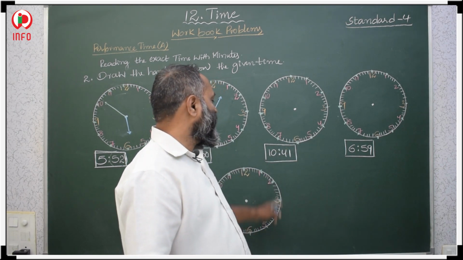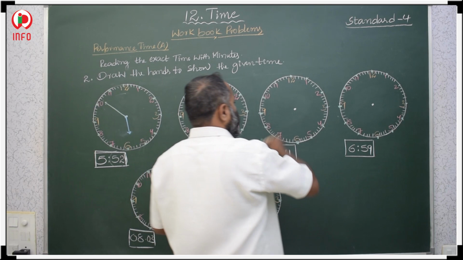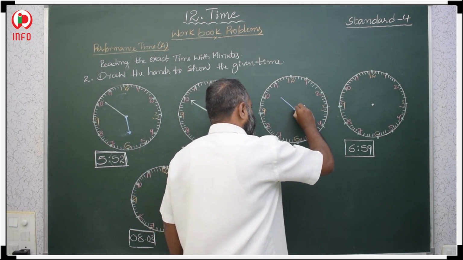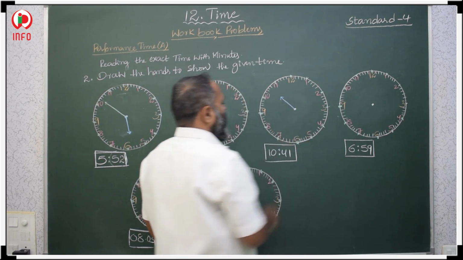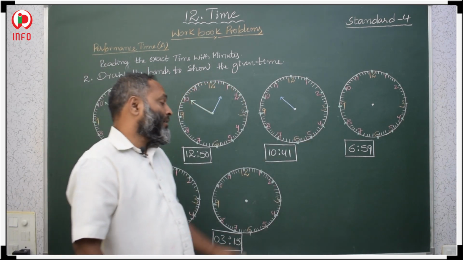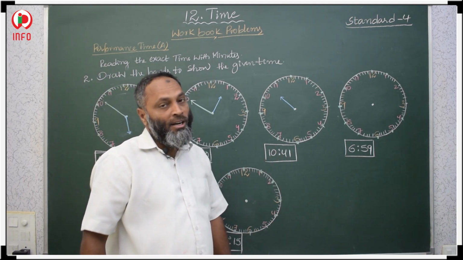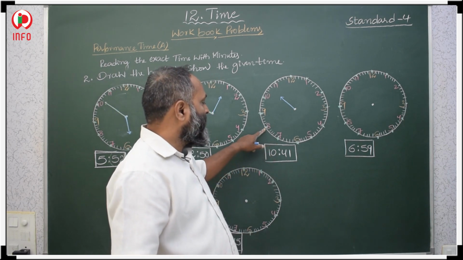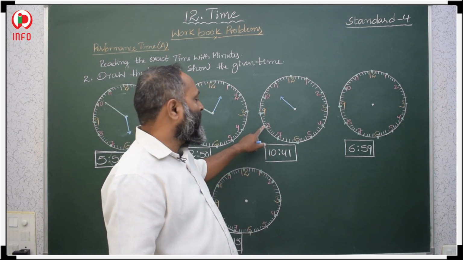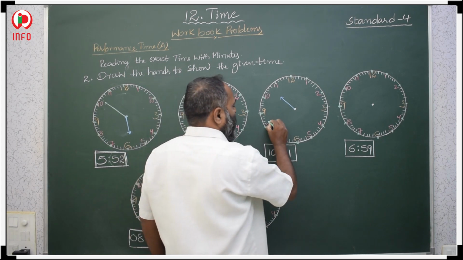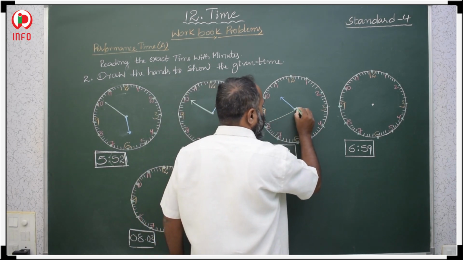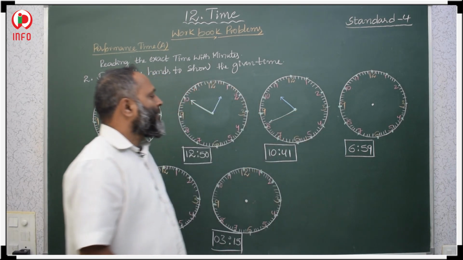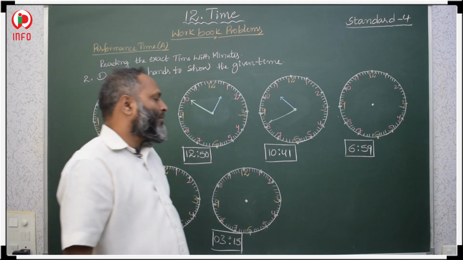Then after that, 10:41. 41 means already 41 minutes completed, so the hours hand is in between 10 and 11. Okay. Then the 41: in the 5 table, 5 eights are 40, so if the minute hand is at 8, that is 40, and 1 means 1 more. So at 41 we should take the minute hand. This is 10:41.